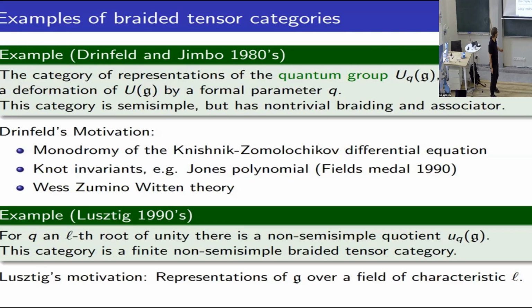And now let's go one step further. So if this q is now not a generic parameter, but we take an L-th root of unity, then suddenly there is a non-semi-simple quotient, and we have a category which is non-semi-simple. So suddenly there can be more than direct sums of simples. These simples can be somehow glued together in a non-trivial way. And what this resembles vaguely is representations of this Lie algebra, but in characteristic L.